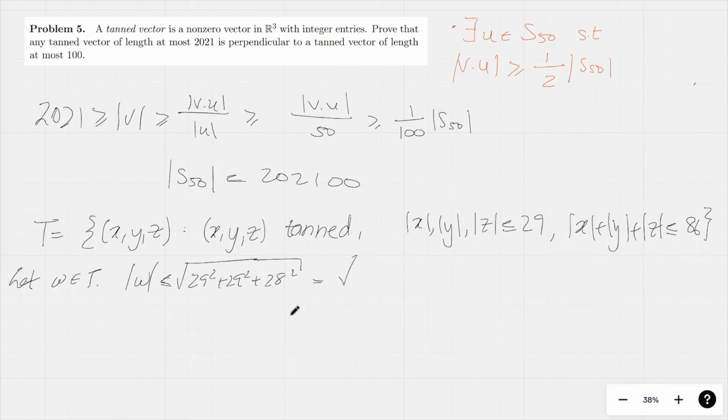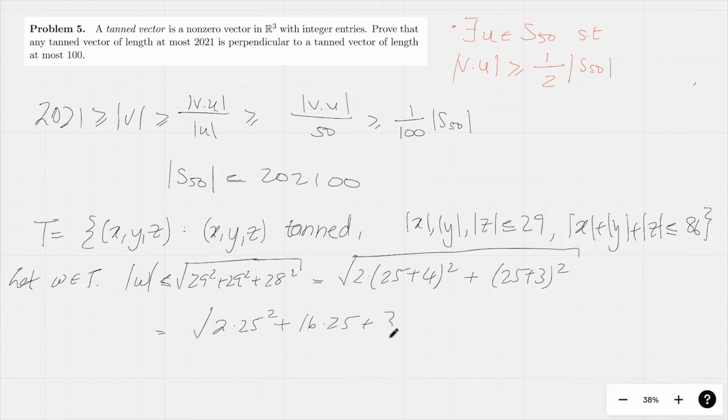Well, let's think about multiples of 25. So I'm going to write 29 as 25 plus 4. So this is going to be 2 times (25 plus 4) squared plus (25 plus 3) squared, like so. And now if I just expand this like I would normally, this is going to be 2 times 25 squared plus 16 times 25 plus 4 times 4 is 16 times the 2 here is plus 32 plus 25 squared plus 25 times 3 times 2, which is 150, so 6 times 25 plus 9, all square rooted like so.